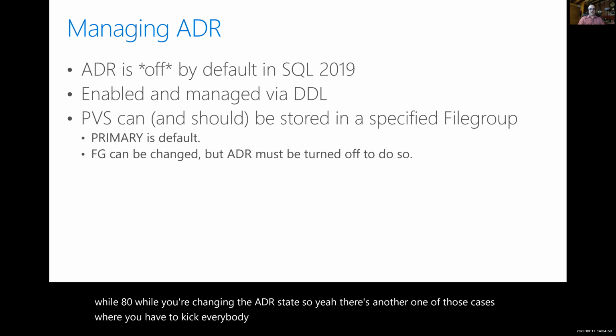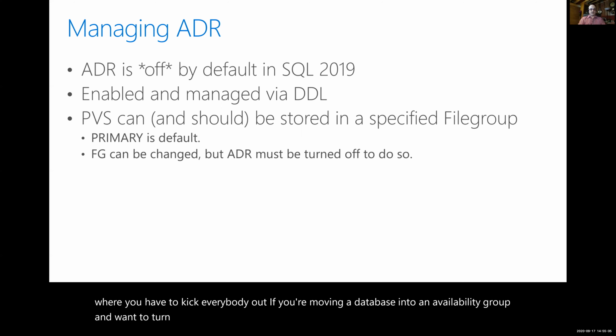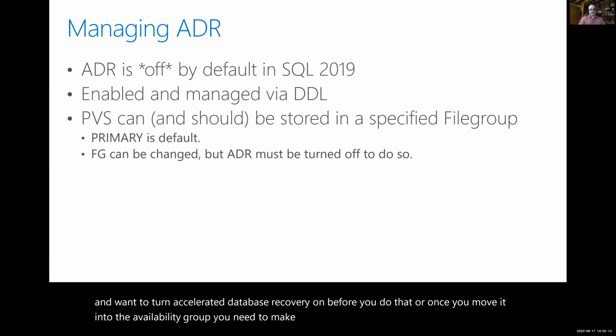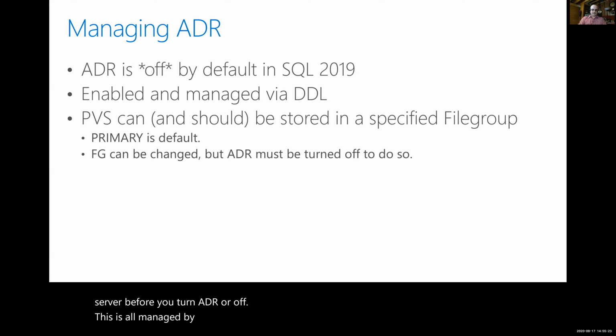If you're moving a database into an availability group, you want to turn accelerated database recovery on before you do that, or once you move it into the availability group, you need to make sure there's no workload on the secondary server before you turn ADR on or off. This is all managed by DDL, and I'll show you when we get to the demos. It's just a simple alter database statement.